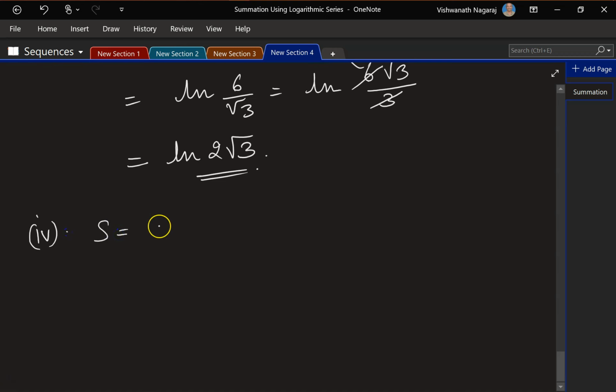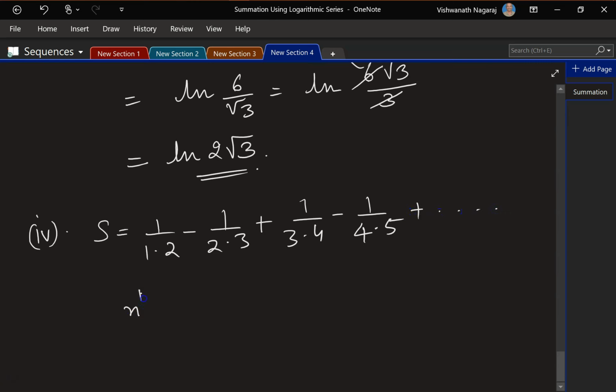Let's say the series is 1 by 1 times 2 minus 1 by 2 times 3 plus 1 by 3 times 4 minus 1 by 4 times 5 and so on. Now nth term is going to be minus 1 to the power of, it is plus minus, so n minus 1. So 1 minus 1 is 0. So this is 1. So great. When it is 2, 2 minus 1 is 1. So minus 1.